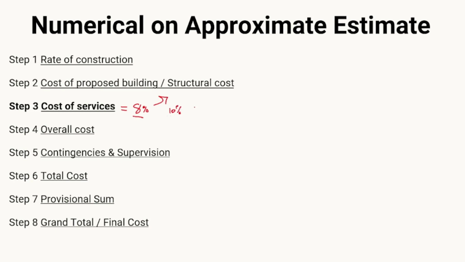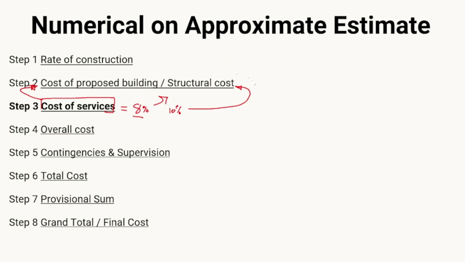So this particular percentage will be taken on whatever our proposed building cost or the structural cost is. So whatever our cost of services are, this cost of the services will be taken on the cost of the building or the structural cost. Whatever the amount is in rupees in step 2, on that particular amount we are taking this percentage.